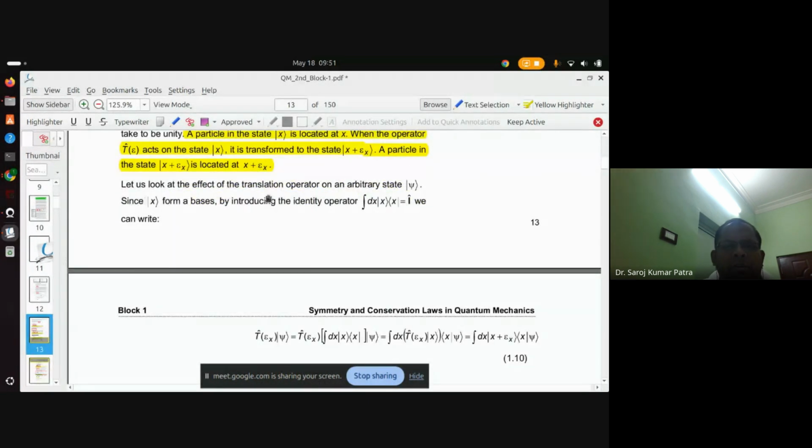Let us look at the effect of the translation operator on the arbitrary state psi. Since |x> forms a basis, by introducing an identity operator. All of you are familiar with this part? This is an identity operator. This must have been taught in quantum 1. If not, then just keep it in mind that we can write the identity operator like this: ket-bra integrated over dx is basically equal to the identity operator.